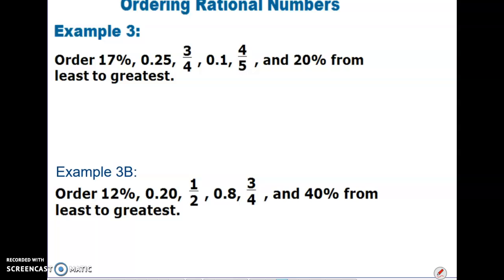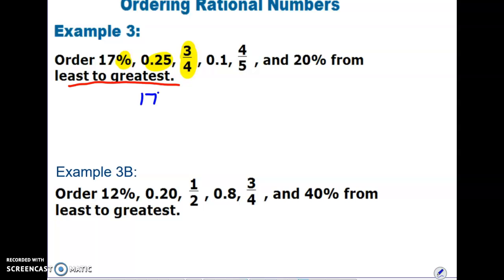Now, today what we're going to be doing is ordering them all in order. Sorry, my cord can't quite reach all the way over here. We're going from least to greatest. Now, the easiest thing is to change everything to percentages. Right now, we've got percentages, we've got decimals, we've got fractions. We want them all to be exactly the same. So I'm going to change them all to percentages.